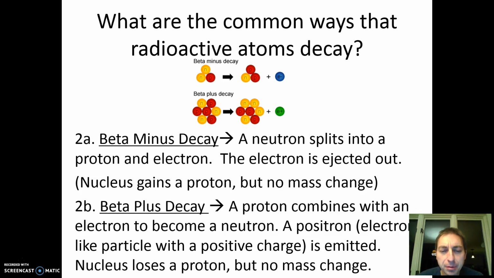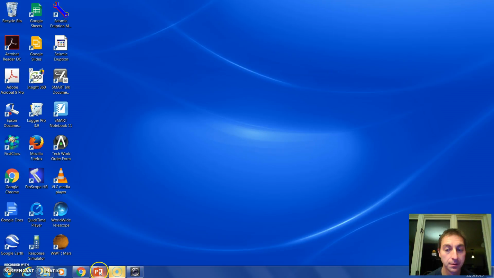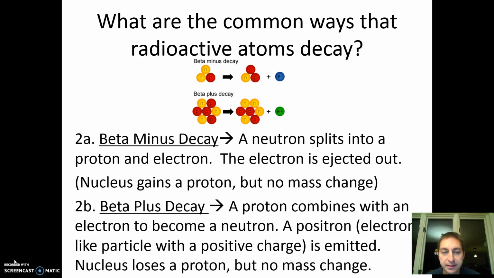When we look at beta plus decay, a proton is going to combine with an electron to become a neutron. And what we find is it's going to have to give off a positron, a positively charged electron-like particle. The nucleus ends up losing a proton, but there's no change in mass also. So no change in mass when you have beta decay. And one more thing about beta decay is that it is changing the number of protons. So therefore, it is changing what the element is.